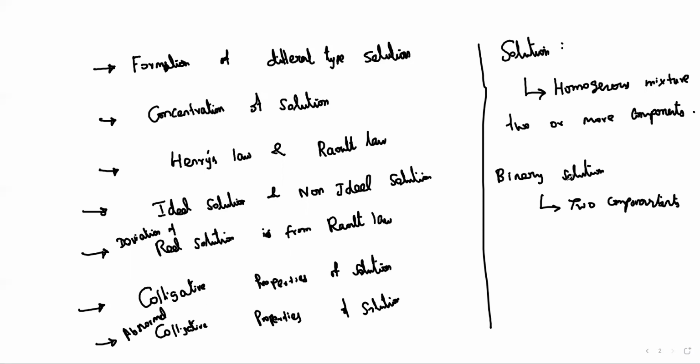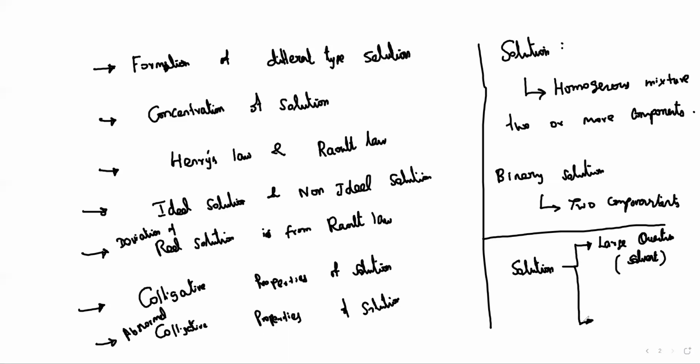So before starting this chapter, first we need to understand that in a solution we have two different terms. A solution basically consists of two things. One is the large quantity, which is called solvent. The other one is the quantity which is going to dissolve in this solvent, that is called solute. Am I correct?